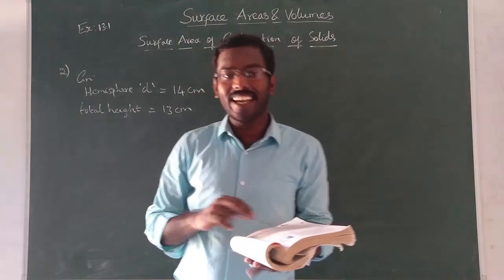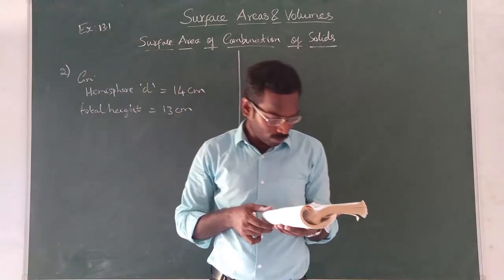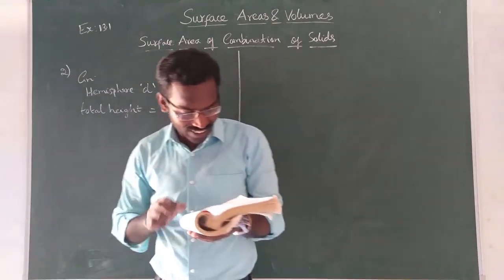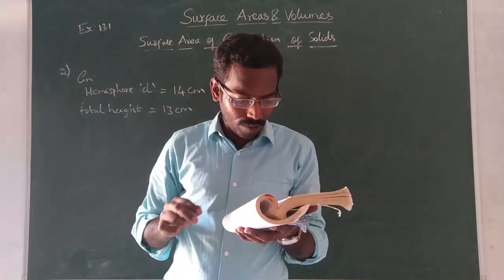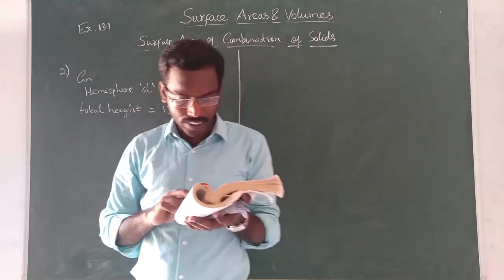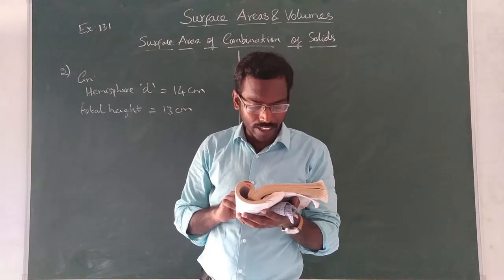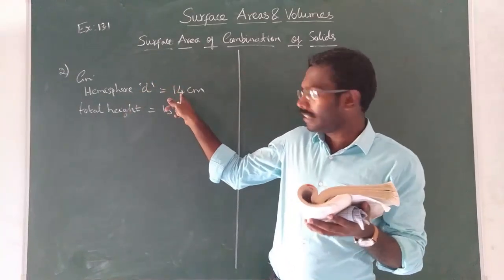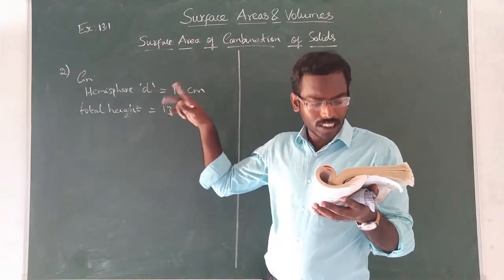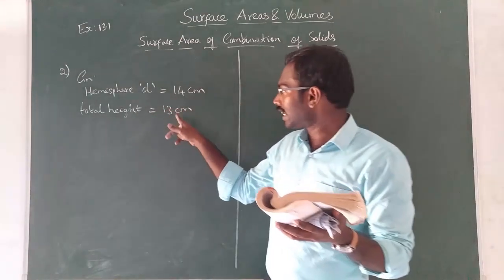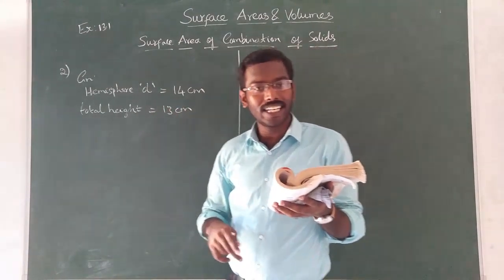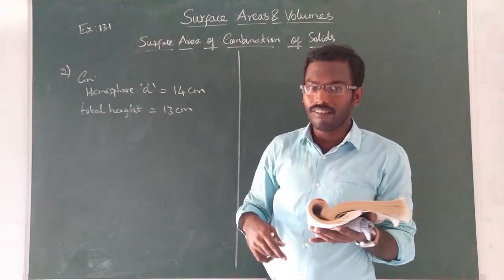Now let's look at the second sum. Exercise 13.1, second sum. It's given like this: a vessel in the form of a hollow hemisphere mounted by a hollow cylinder. The diameter of the hemisphere is 14 centimeter and the total height of the vessel is 13 centimeter. Find the inner surface area of the vessel.